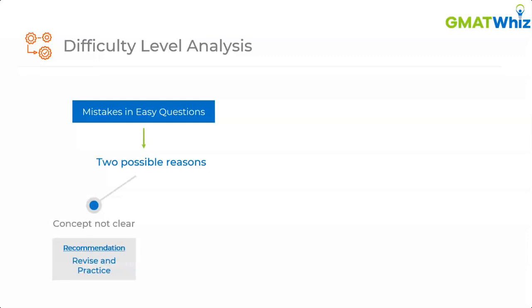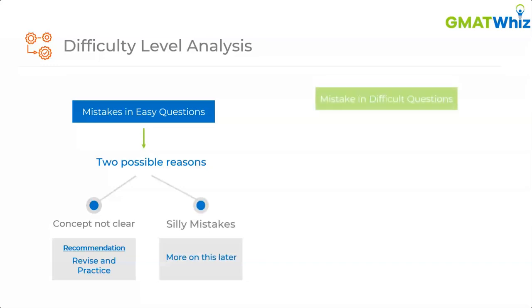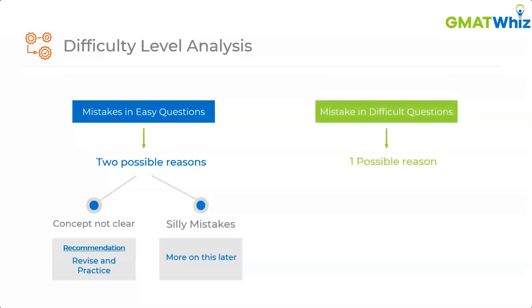And well, if your concepts are not clear, then obviously the recommendation is that you need to revise the concept or go through the concept and then practice questions on it. And the other reason is, as I called, silly mistakes, but more on this later, don't worry. So if you're making mistakes in easy questions and if the concept is not clear, you need to revise the concepts. Now, if you're doing reasonably well in, say, a particular section, let's say in this case, quant, you had a 45. So most probably most of the mistakes you might have made were in difficult questions.